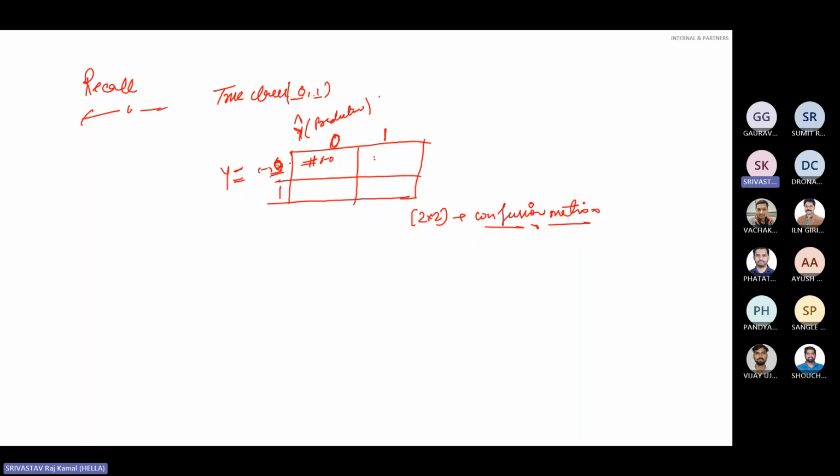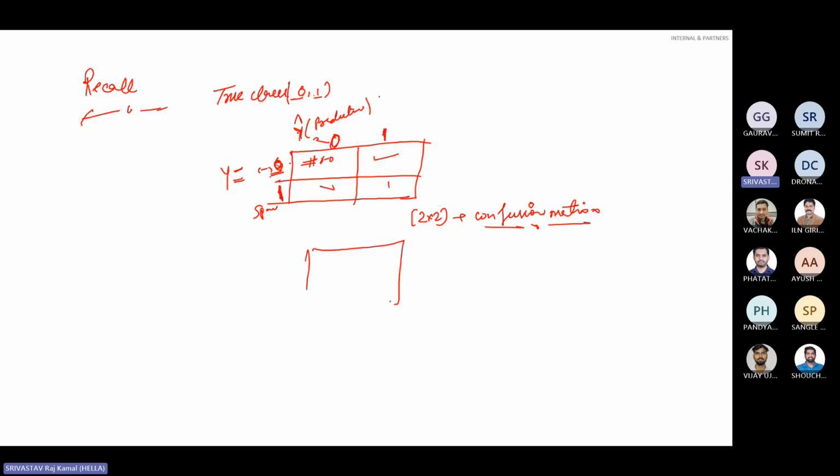right? Now this box says when actuals were 1, maybe spam class, but model says that's not spam. So that number comes up here. And finally, when actuals were 1, model also predicts 1. That number comes up here.